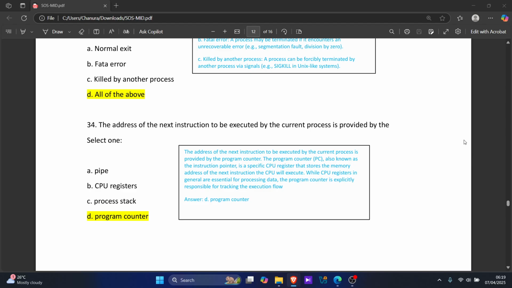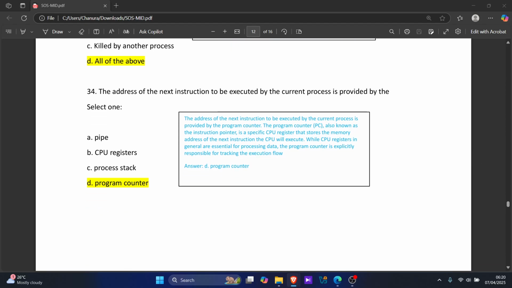The address of the next instruction to be executed by the current process is stored in the program counter, a specialized CPU register designed specifically for this purpose. While the program counter is technically a CPU register, the question distinguishes between the general category of CPU registers and the specific program counter. Since the program counter directly provides the address of the next instruction, the correct answer is D. Program counter.